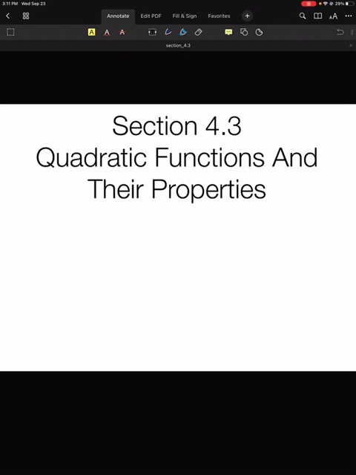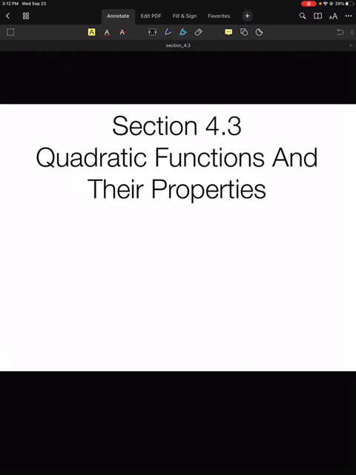Hi everyone. In this video we're going to start discussing section 4.3, which is about quadratic functions and their properties. So the difference between section 1.2 and section 4.3 is that in section 1.2 we were talking about quadratic equations. So we had a quadratic, which is a polynomial with a leading term of x squared, and then an x term possibly, and then just a number.